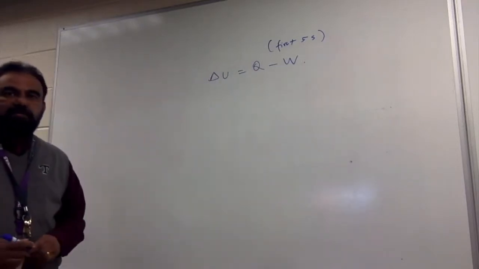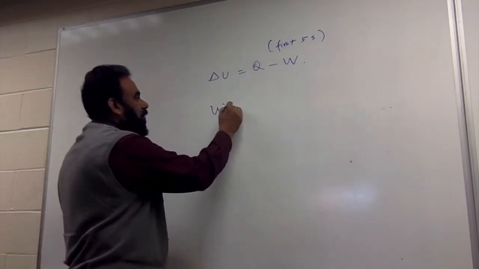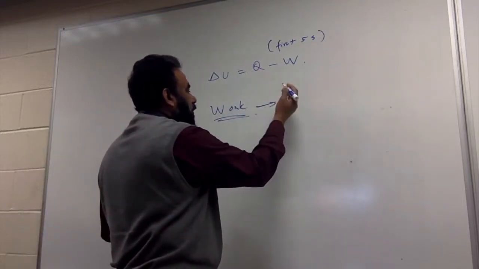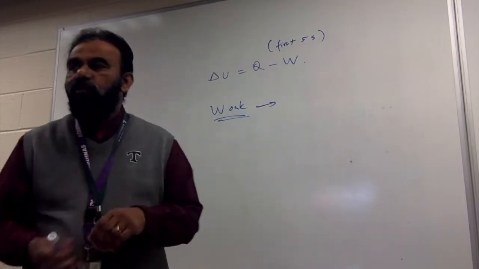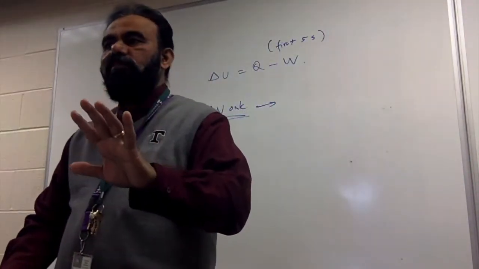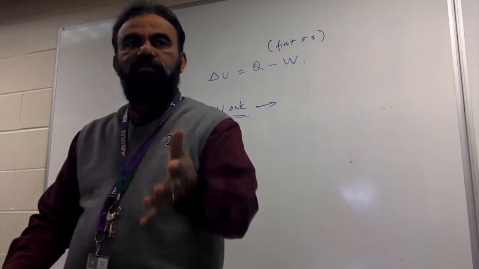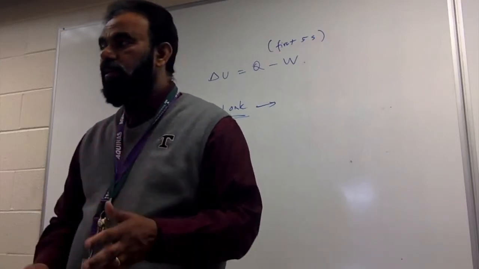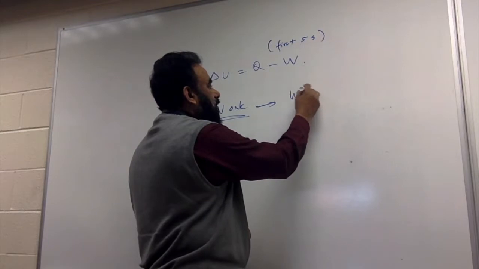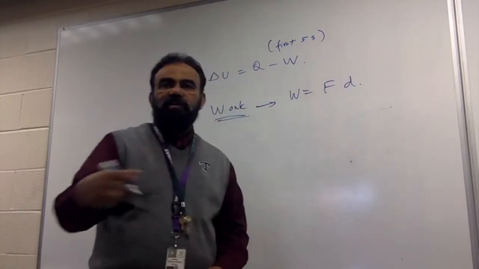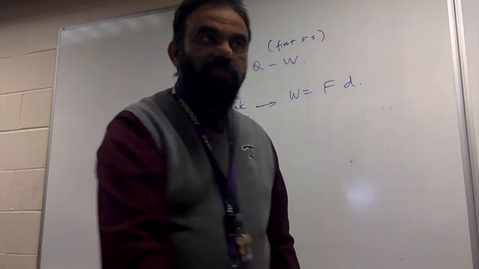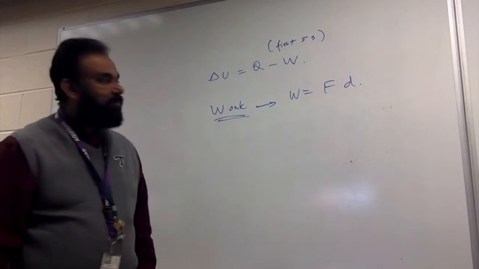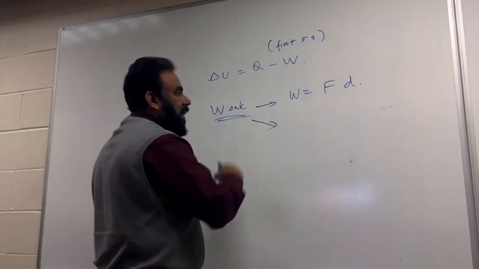Now, work done. What are the different kinds of work? You can have mechanical work. What's the work definition? Work done definition from last year. When is work said to be done? How much work is done? By a force. And what is the equation for work? Fd. Work done is equal to Fd. This is mechanical work done if I'm going to really push an object. If I'm going to apply a force and displace an object, then this is the equation straight away for it. Now, this is mechanical work done.